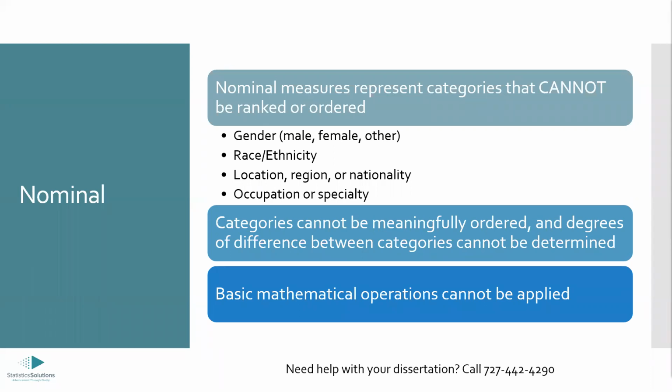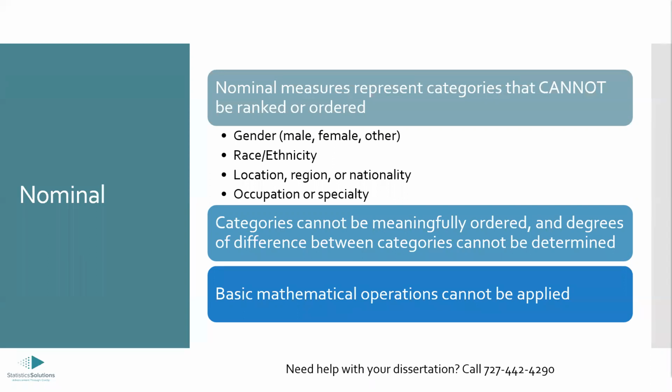It may include things like race and ethnicity. It can include things like location, region, or nationality. Other examples would be something like occupation or specialty, like different occupations like doctor, teacher, police officer, things like that. These are different categories that people can fall into, but we can't order these categories in any meaningful way.